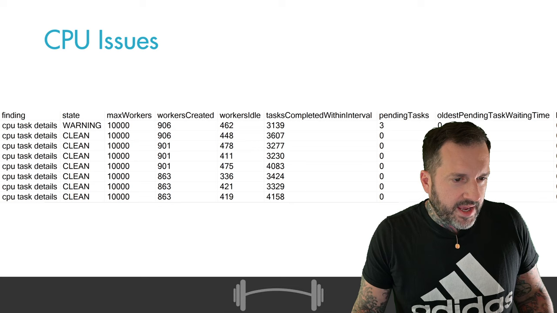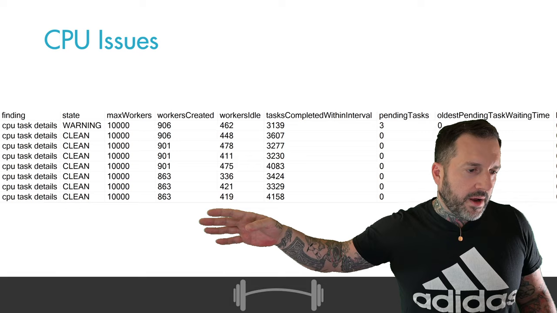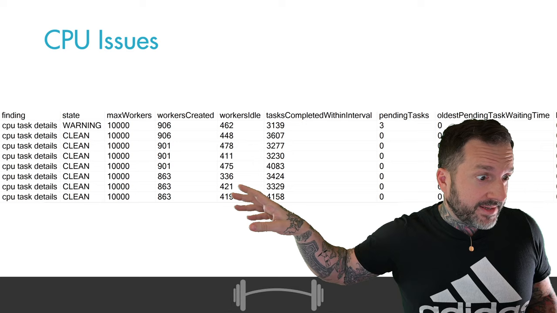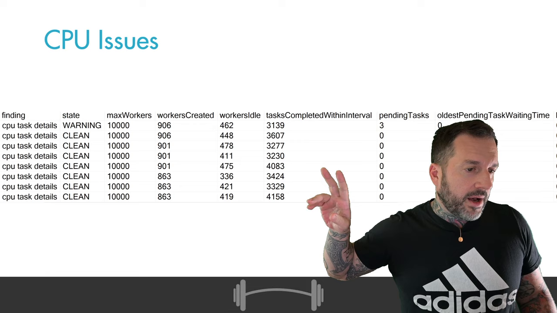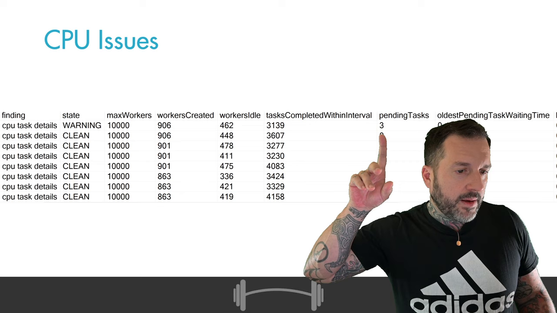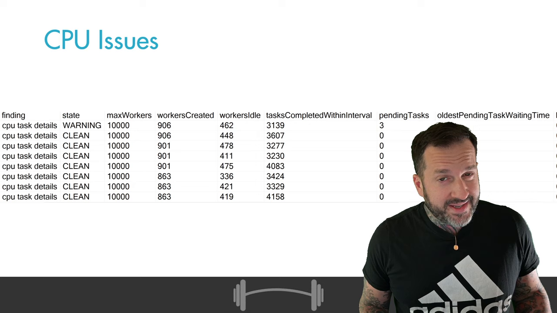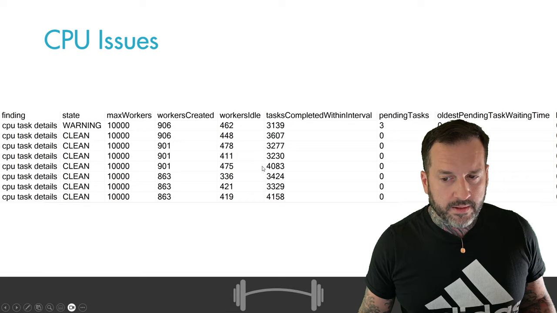So I think this is an abridged set of data from the CPU issues set of columns. There are a bunch of columns in there, but you get the max number of workers set up on the server. You can see there someone might have tinkered with that and set it to 10,000 rather than letting SQL Server decide. You get how many workers are currently created, how many are idle, how many tasks completed within the interval between SQL Server logging stuff to extended events. And then one that I think is pretty interesting is this pending tasks column. I've seen situations where when this column has a really high number in it, that means that the server was under really significant CPU load, maybe even hitting some thread pool waits. So keep a close eye on that pending tasks column.